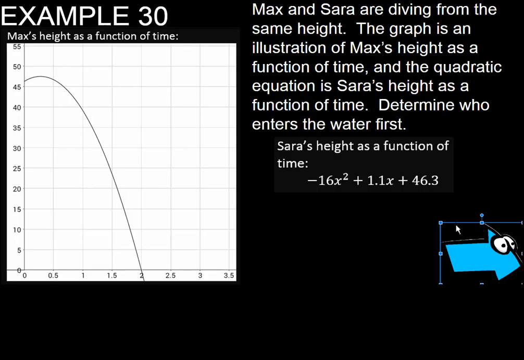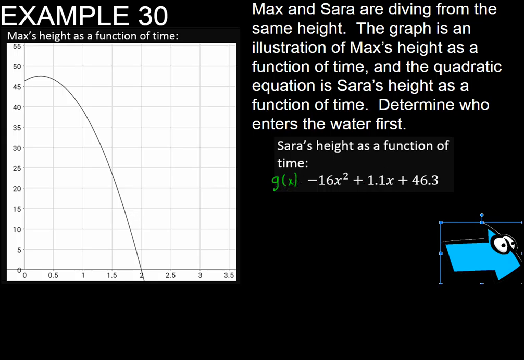All right, here we need to figure out between Max and Sarah who is going to enter the water first, since they dive at the same time. So we see Max's height as a function of time is illustrated here in this graph. And Sarah's height as a function of time is in this function, which should actually be g of x. This is f of x, this is g of x.